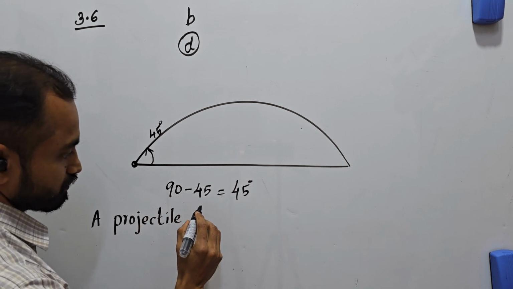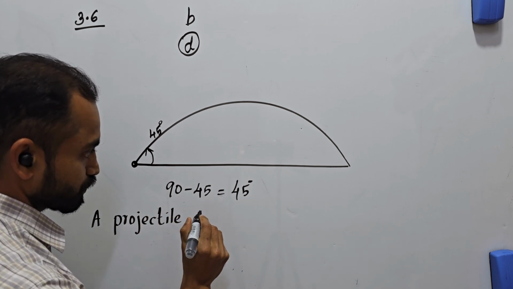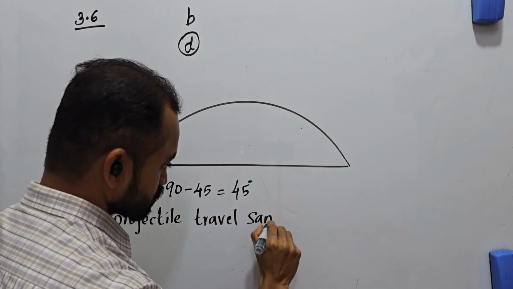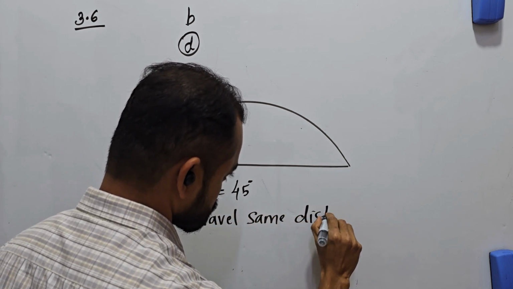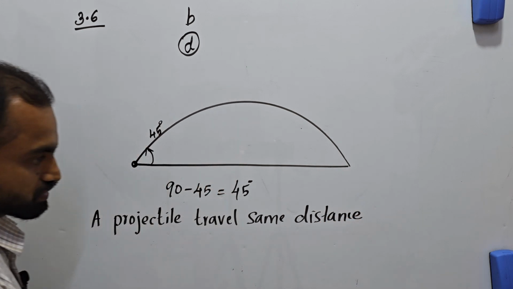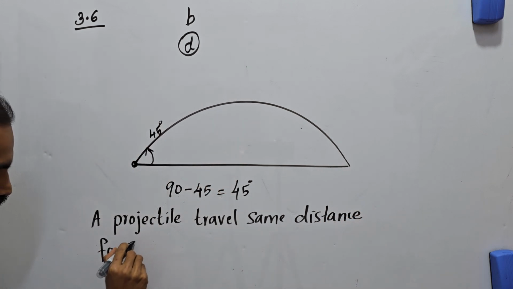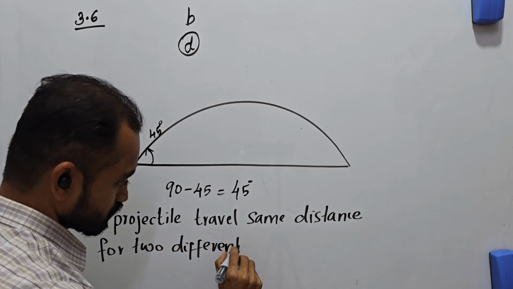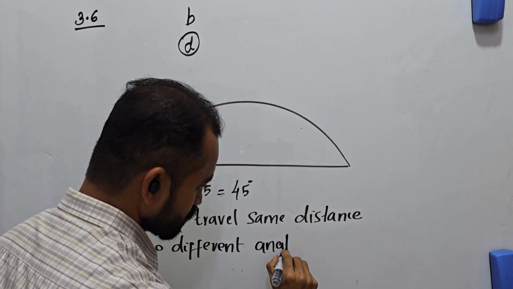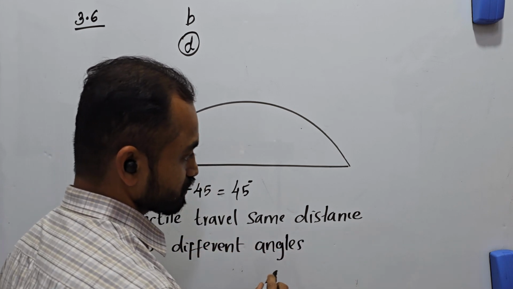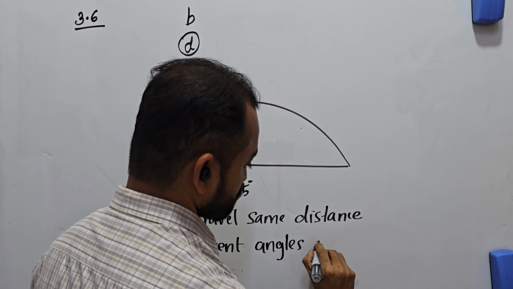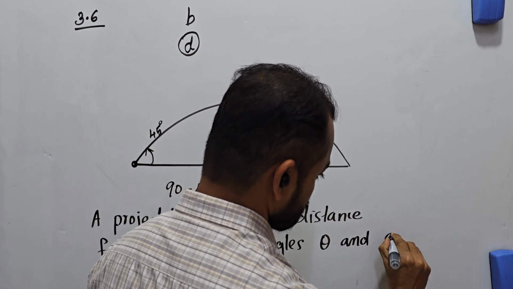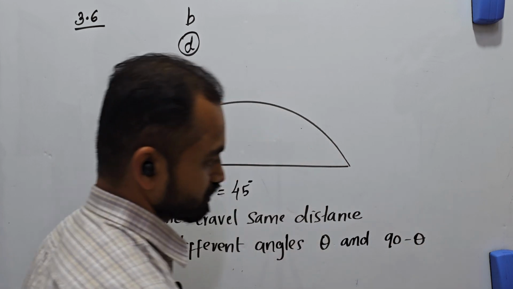A projectile, what did I say? A projectile travels the same distance, or covers the same distance, for two different angles. So what are those two different angles? Theta and 90 minus theta, correct?